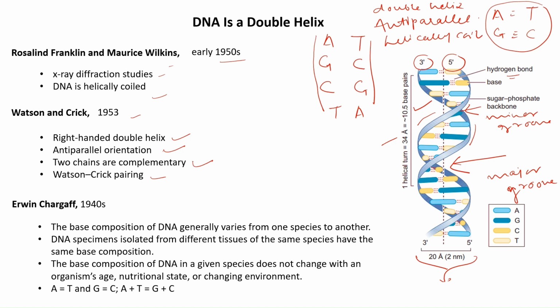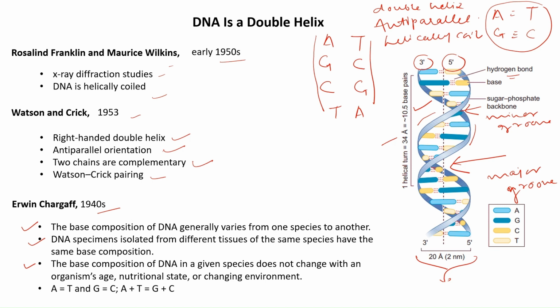Now, one more scientist, that is Chargaff. Before Watson and Crick, Chargaff was the scientist who in the 1940s gave some postulates. According to his postulates, the base composition of DNA varies from one species to another species, but that composition remains the same in all the tissues of the same organism. And this composition does not change with the change in age, nutritional state, or the environment of the organism.